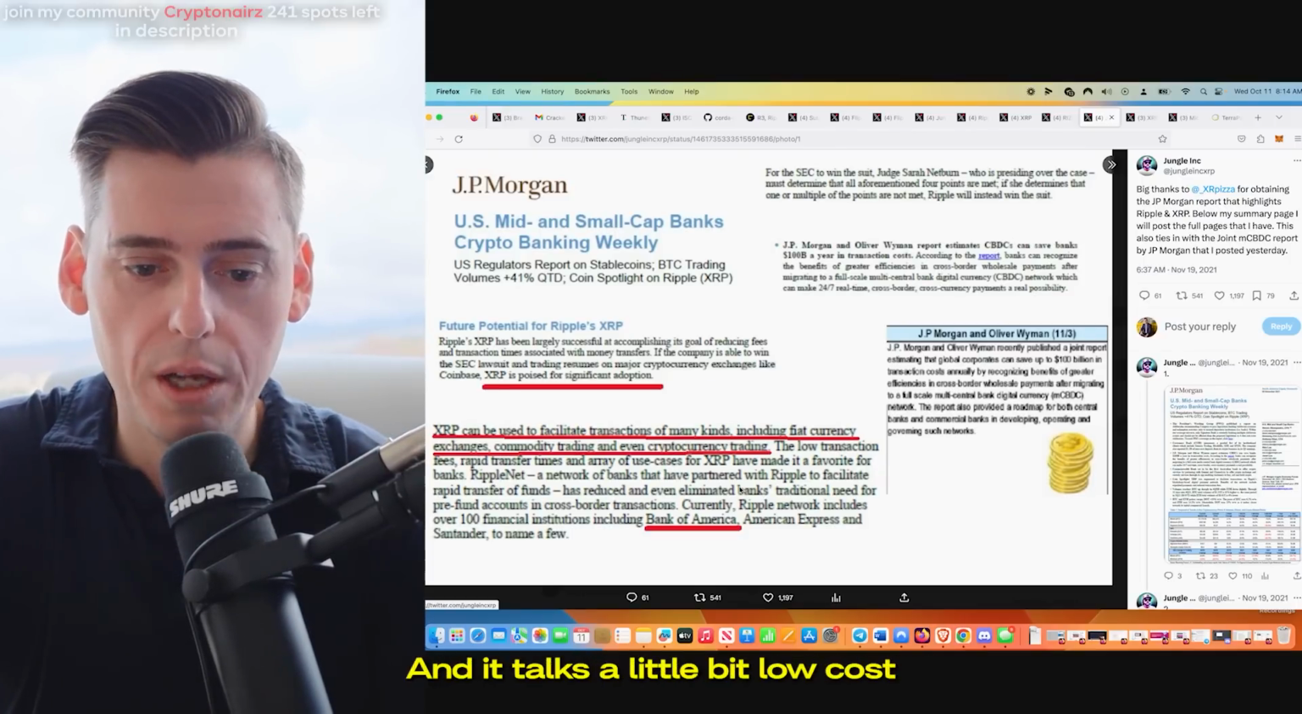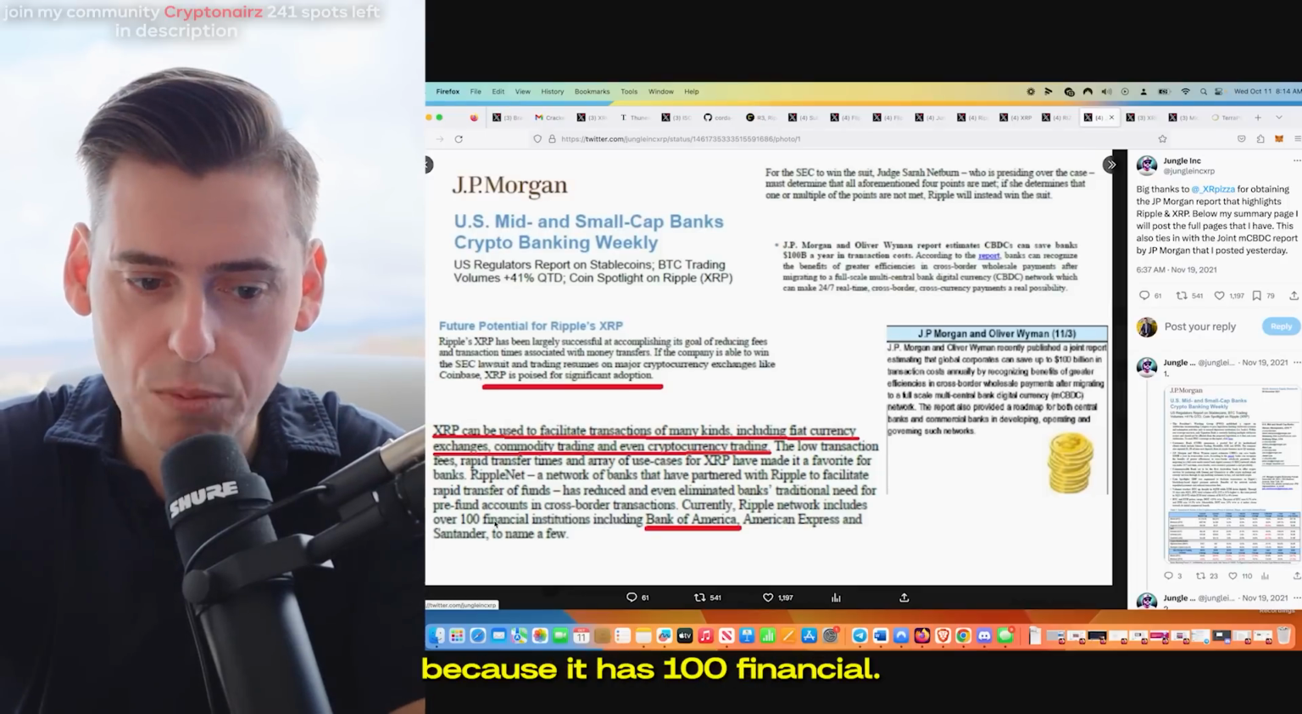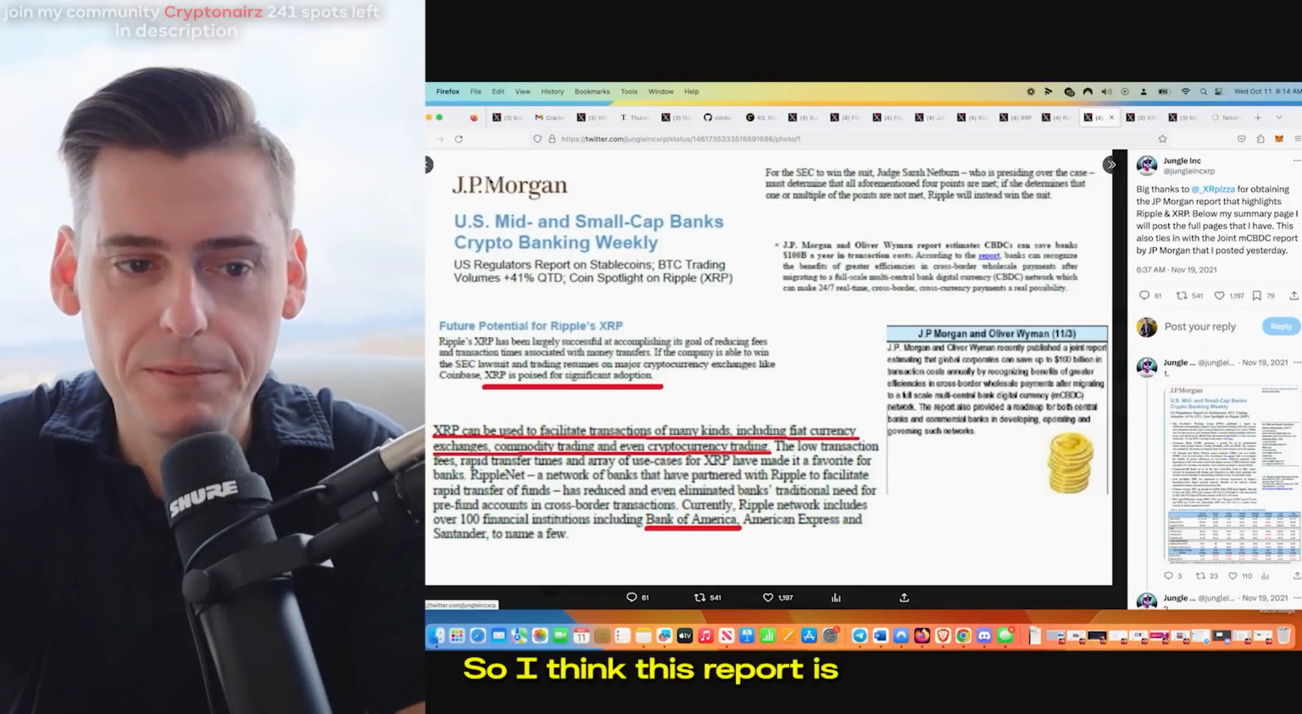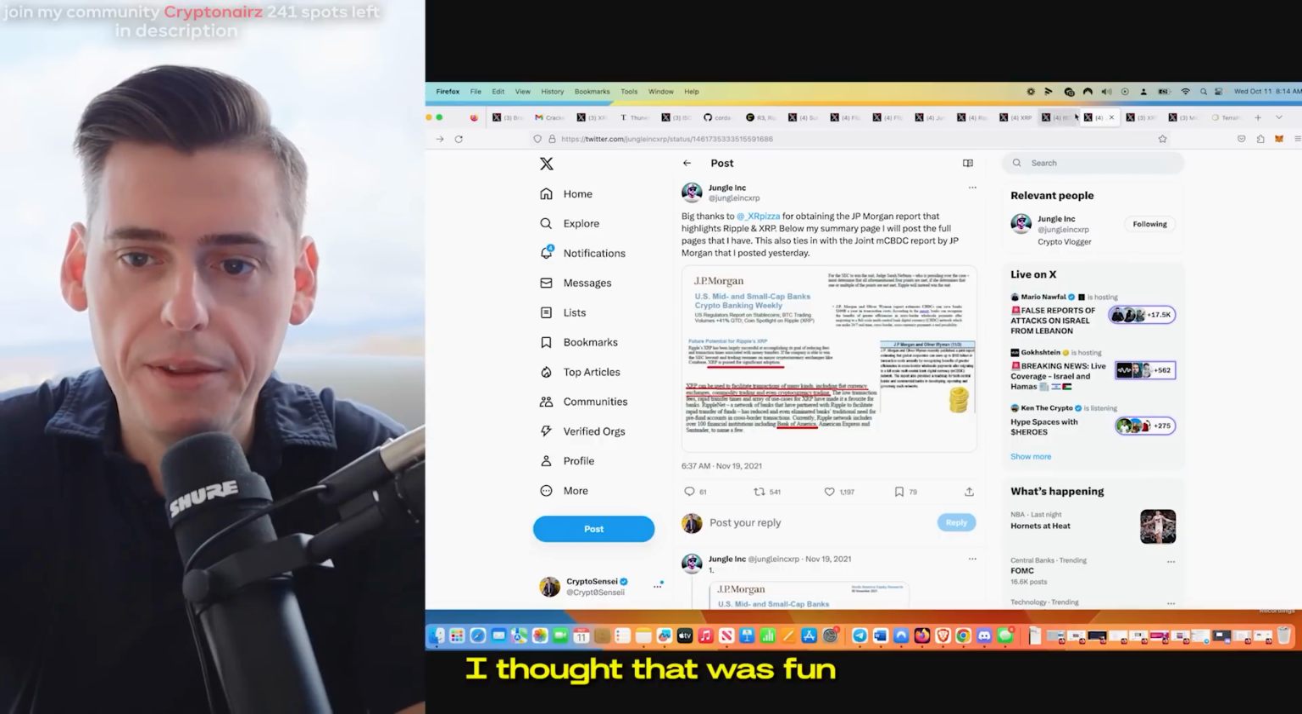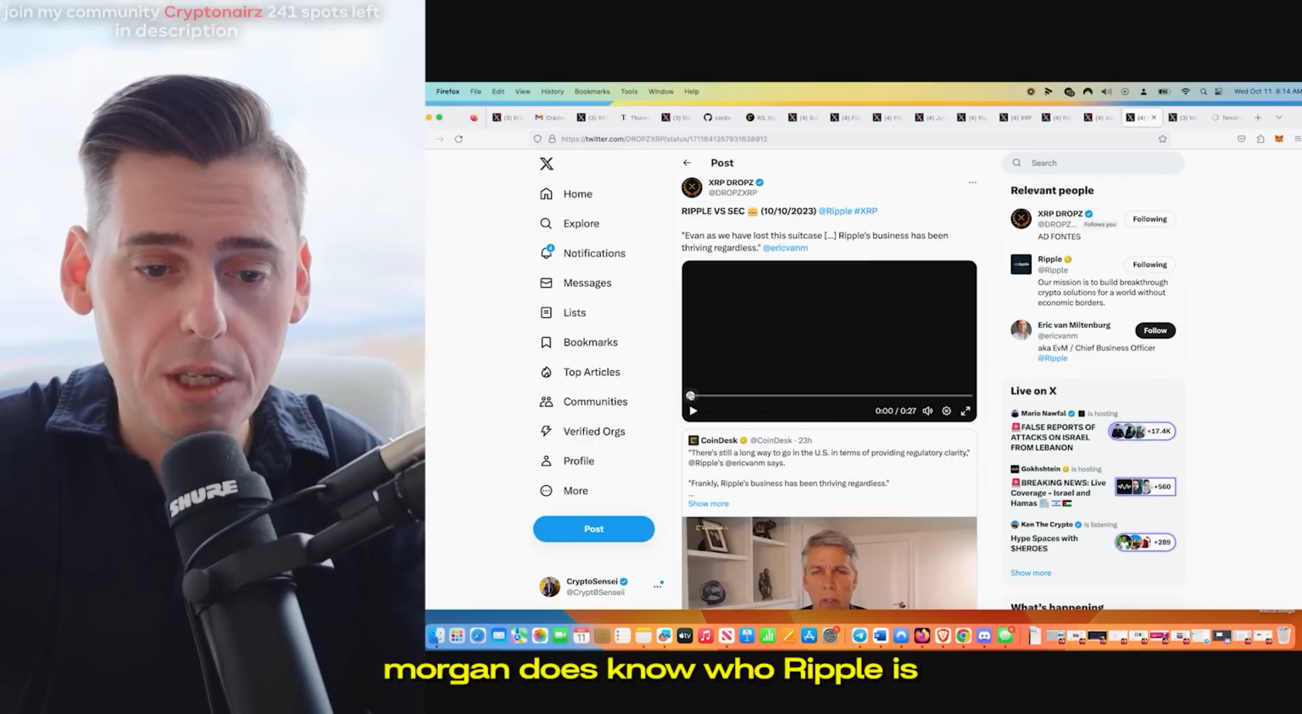And it talks a little bit about low cost, and it talks about the partners. And this is kind of old because it has 100 financial. So I think this report is from some time ago, but hey, I thought that was fun to show you that, JP Morgan does know who Ripple is.